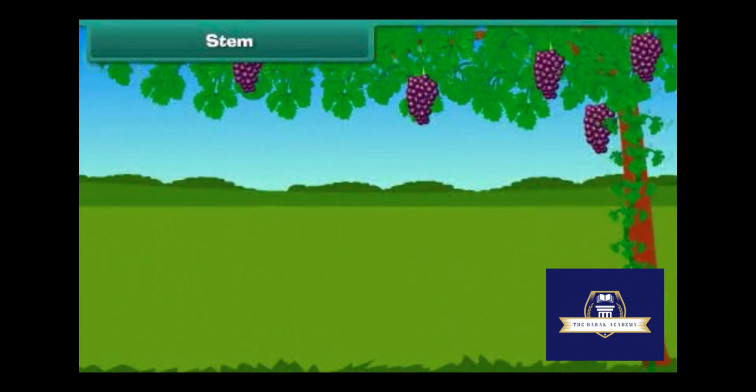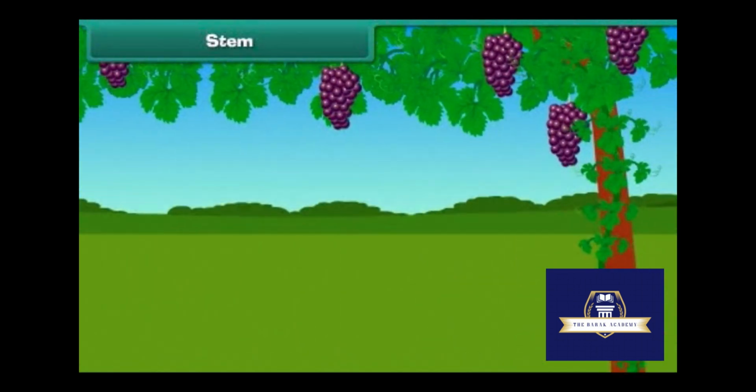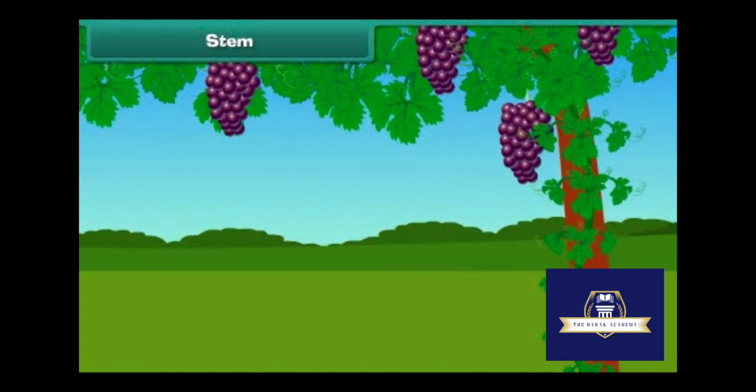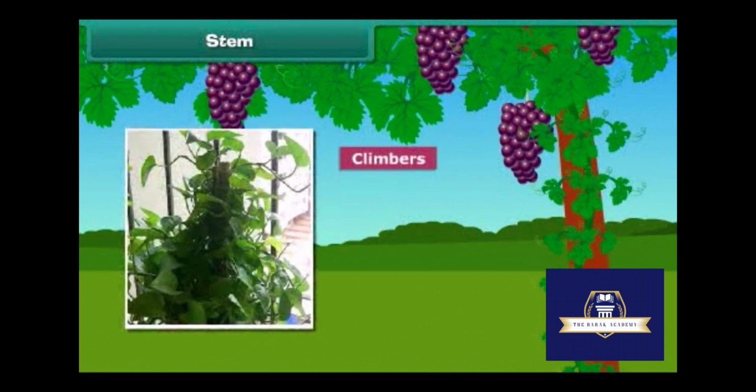In some plants, the stems are so weak that they cannot hold the plant upright. Such plants climb with the help of a support, so they are called climbers. Money plant is the best example of this kind.